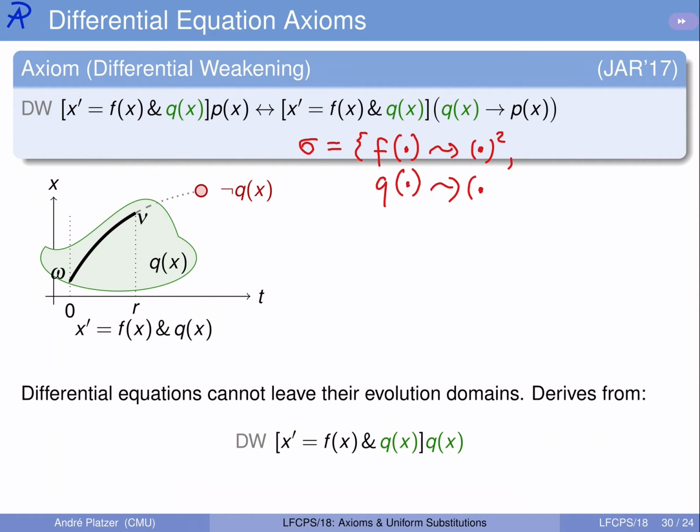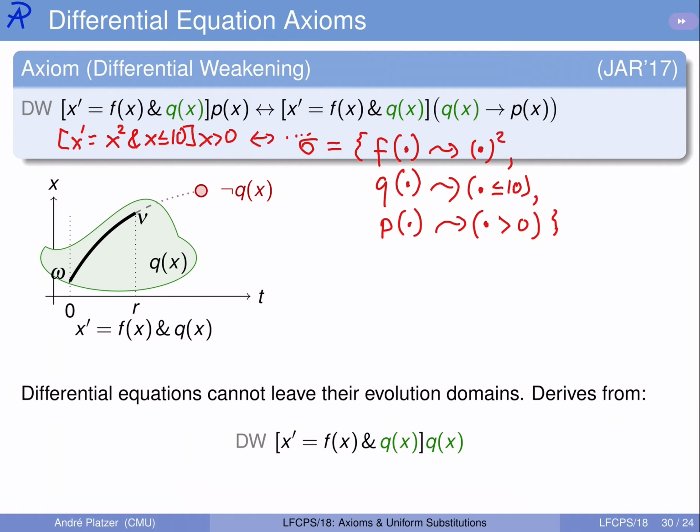Let's say take the argument and compare it to less or equal 10. And probably we should also take the postcondition, which is a predicate symbol of an argument, and substitute it with something. So, for example, let's say that the argument is positive. And then if you run this uniform substitution over the differential weakening axiom, then what we are going to get is x prime is x squared within the evolution domain constraint where x is less or equal to 10. And the postcondition being, is x then positive? And of course, if and only if dot dot dot like that on the right hand side.